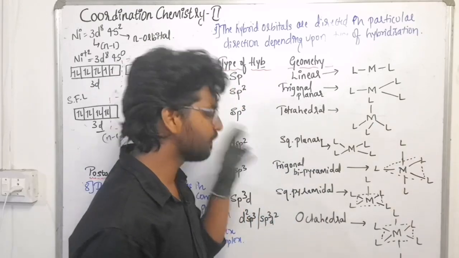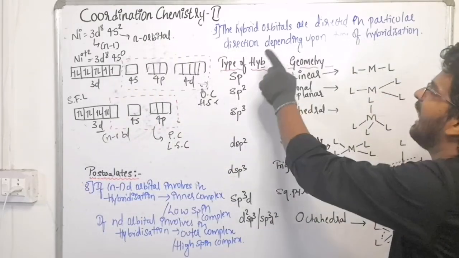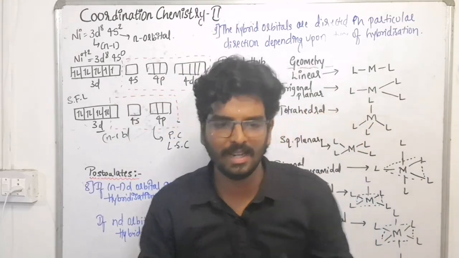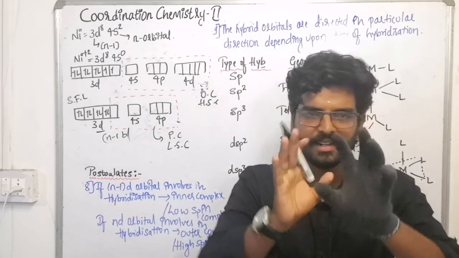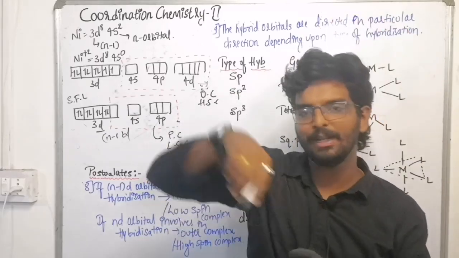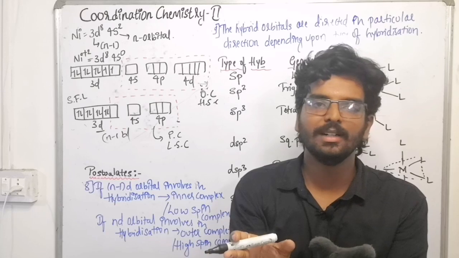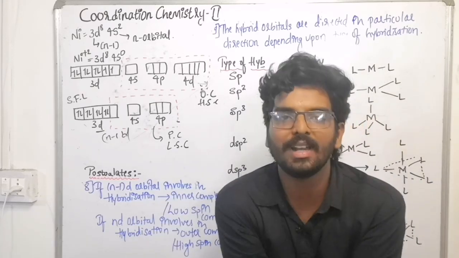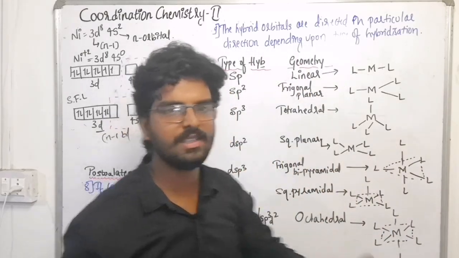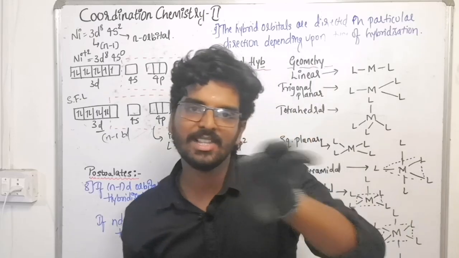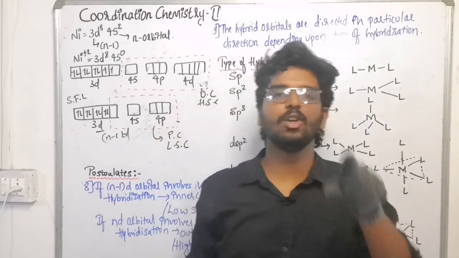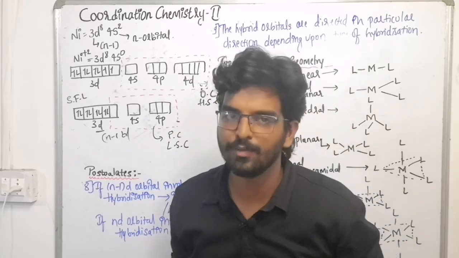The last postulate is very important: the hybrid orbitals present on the metal are directed in space towards the ligands. The direction of the hybrid orbitals depends upon what type of hybridization the metal orbitals are undergoing, whether sp hybridization, sp2 hybridization, sp3 hybridization and so on. For each type of hybridization, the hybrid orbitals present on the metal have different directions towards the ligands.